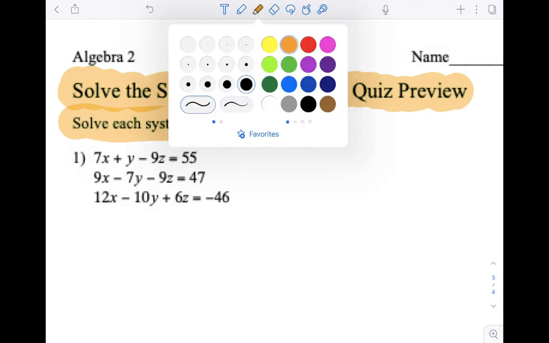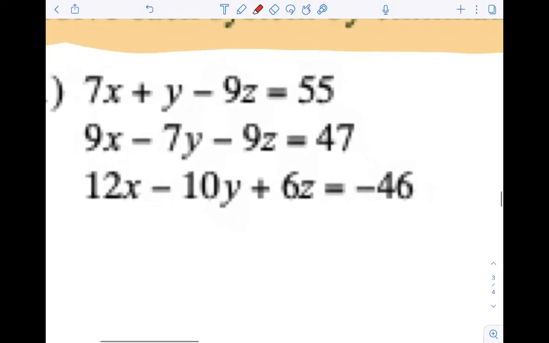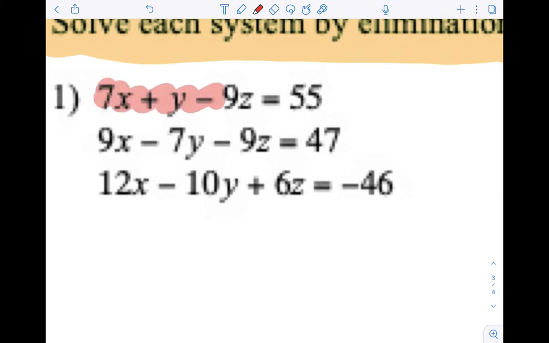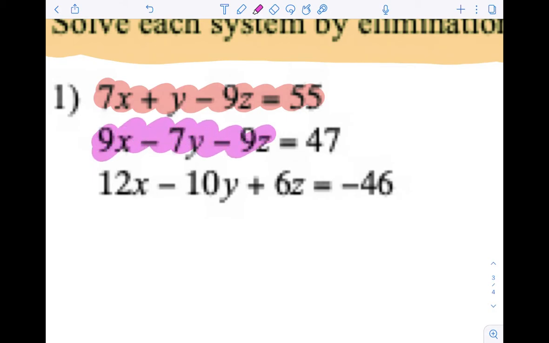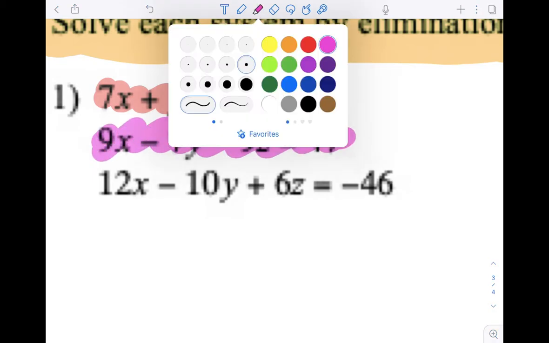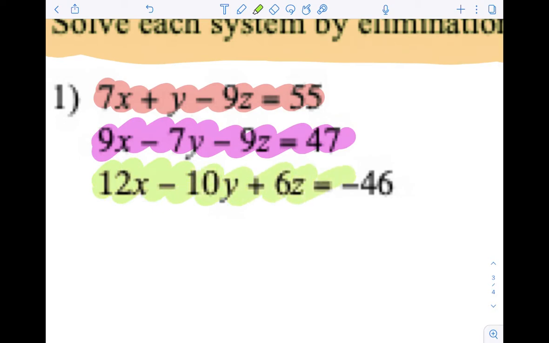So, as you all know, the first thing that I like to do is highlight each equation, right? So we have red, and we have pink, and we have green. Okay? Red, pink, and green. So what I want to do is eliminate one of the variables, right? I want one of the variables to line up to have the same number, either 2 negatives and 1 positive, or 2 positives and 1 negative. So I'm going to see what I have to work with here.